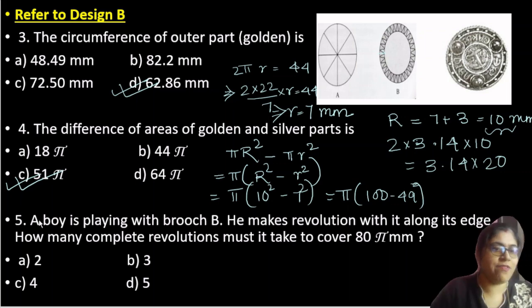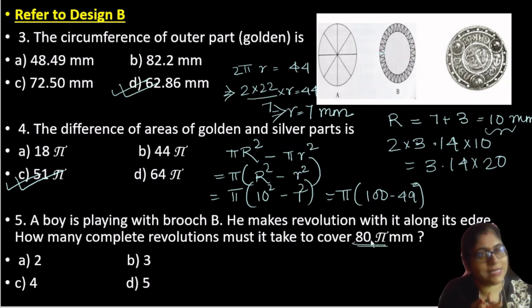So let's move towards question number 5. A boy is playing with brooch B. He makes revolution with it along its edge. How many complete revolutions must it take to cover 80 pi millimeter? So it has to travel a total distance of 80 pi millimeter. And we know that in one revolution, a circular object travels a distance equal to its circumference. So this is a circular object. So circumference of the outer circle is 2 pi r.